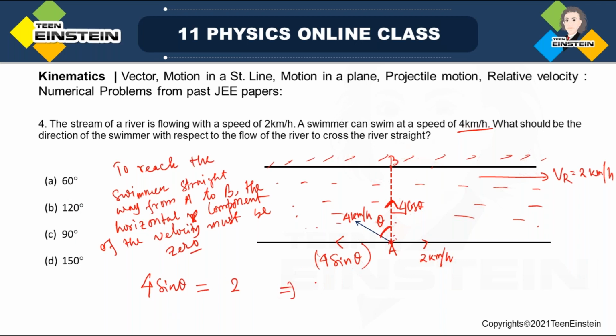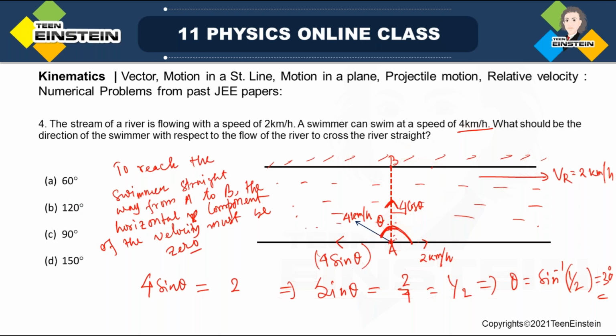So from here, I get sine theta is equal to 2 by 4, that means half. So theta is equal to sine inverse half. This is actually 30 degree. So theta is 30 degree we have got. But the direction of the velocity of the river water is this way, right? So this is the total angle.